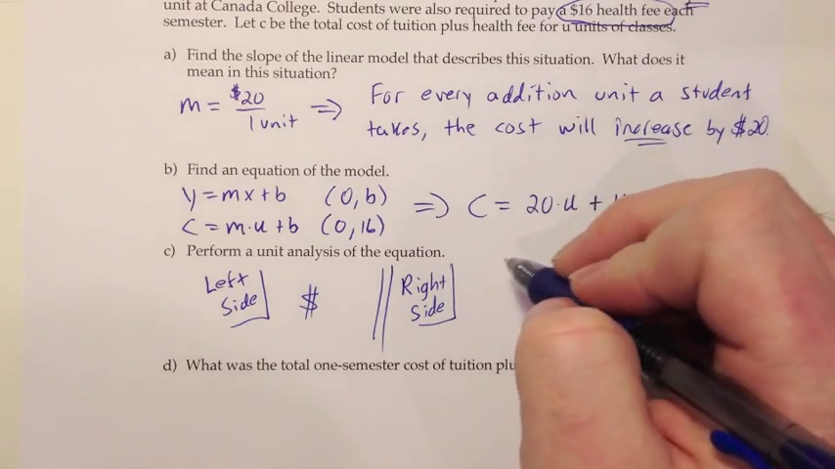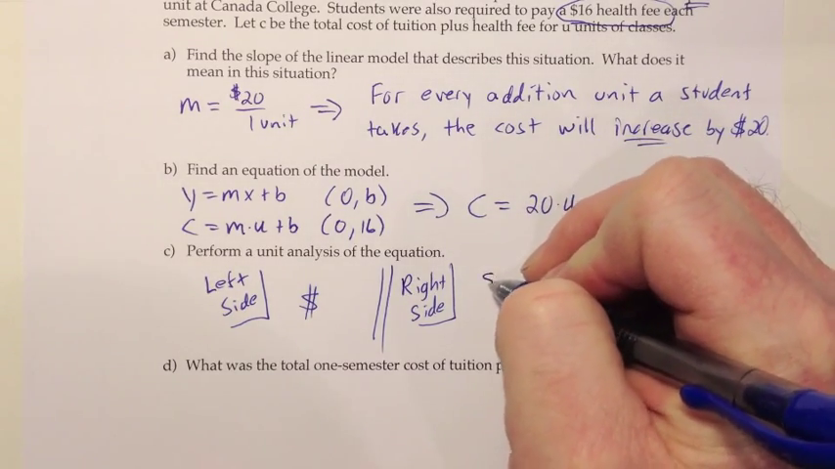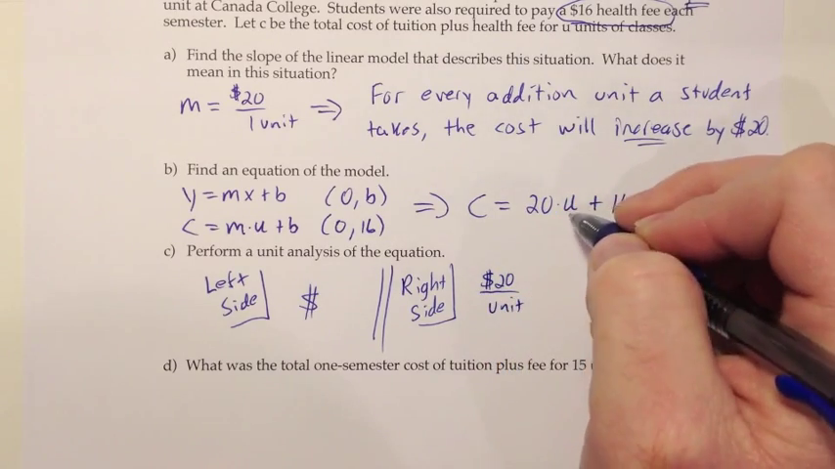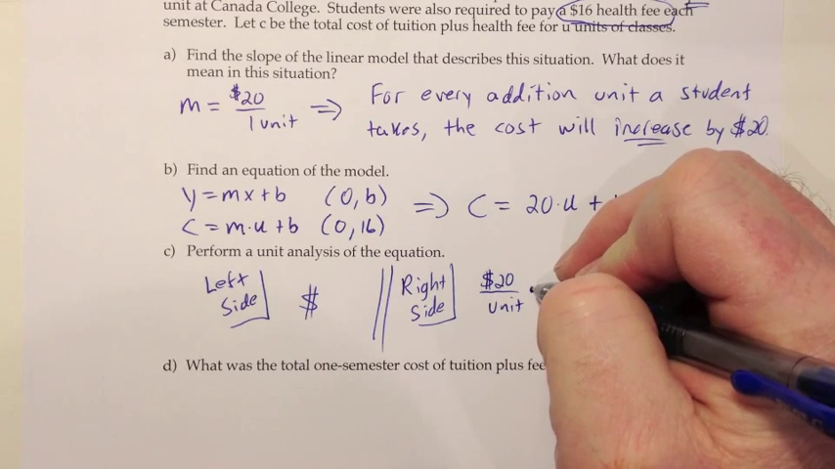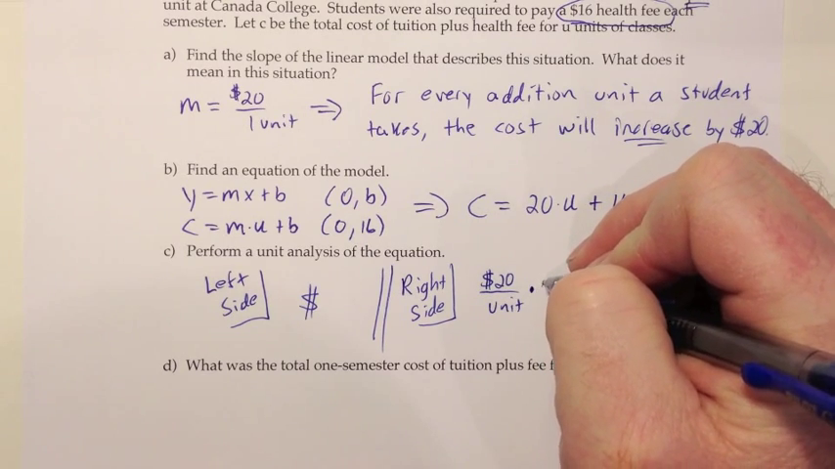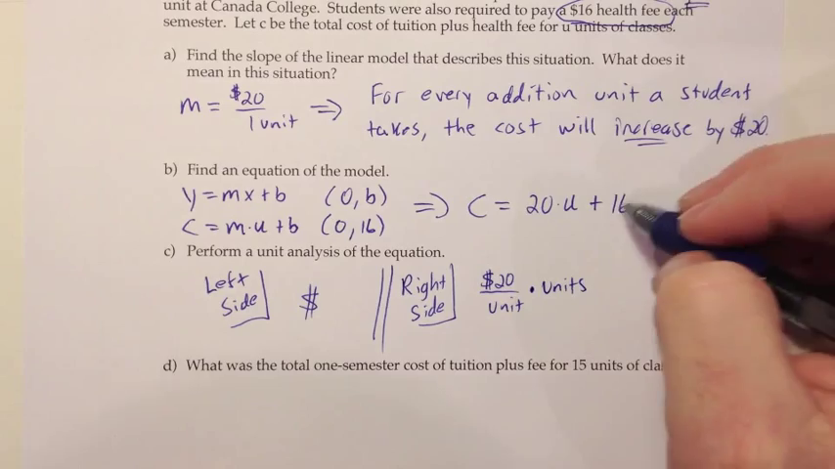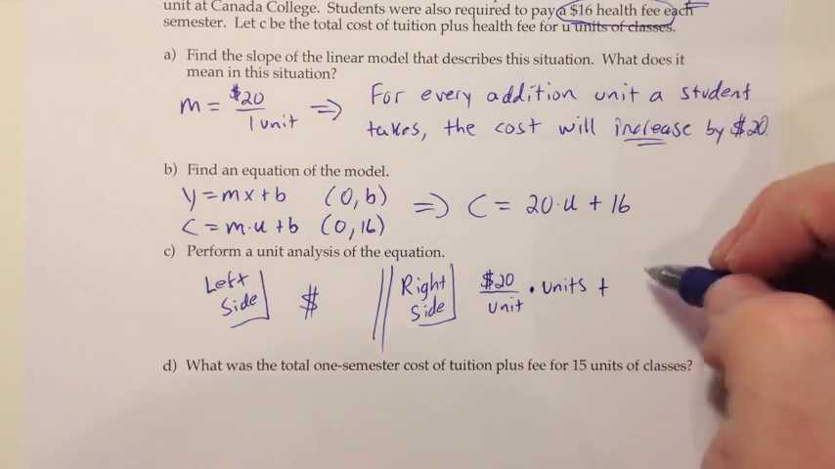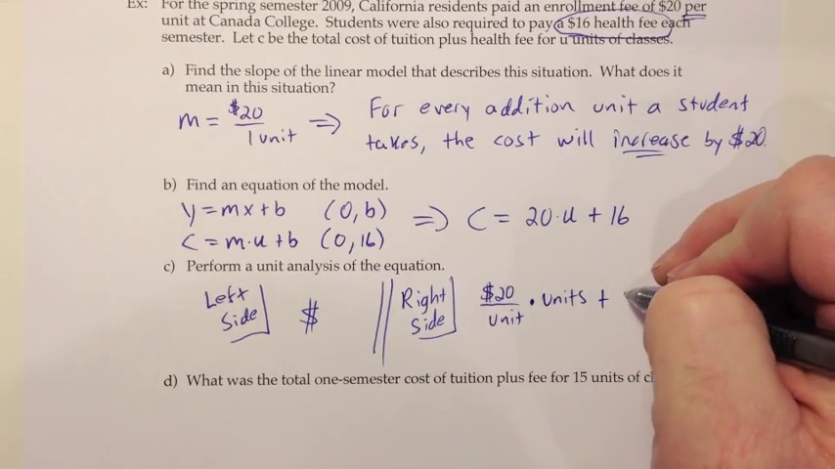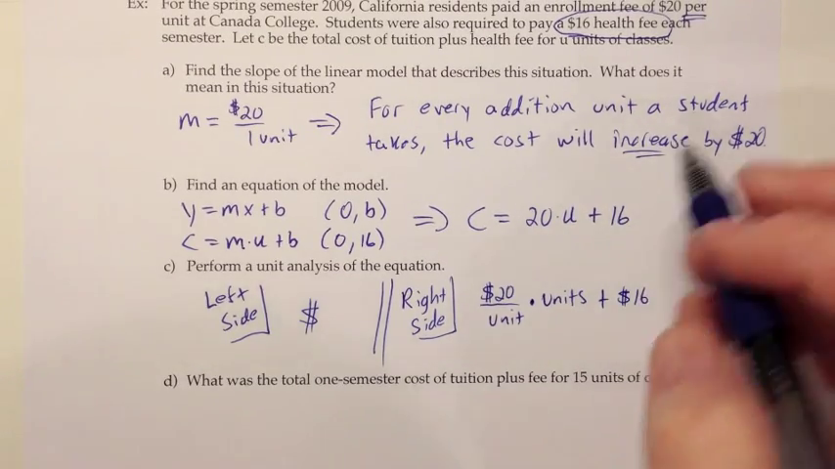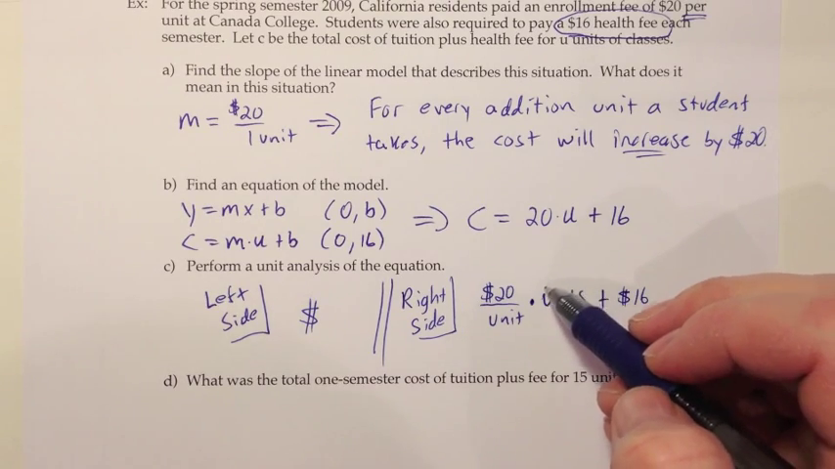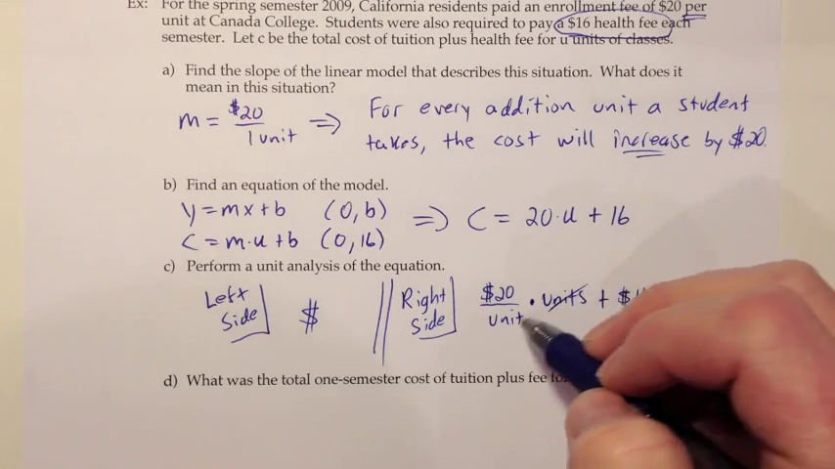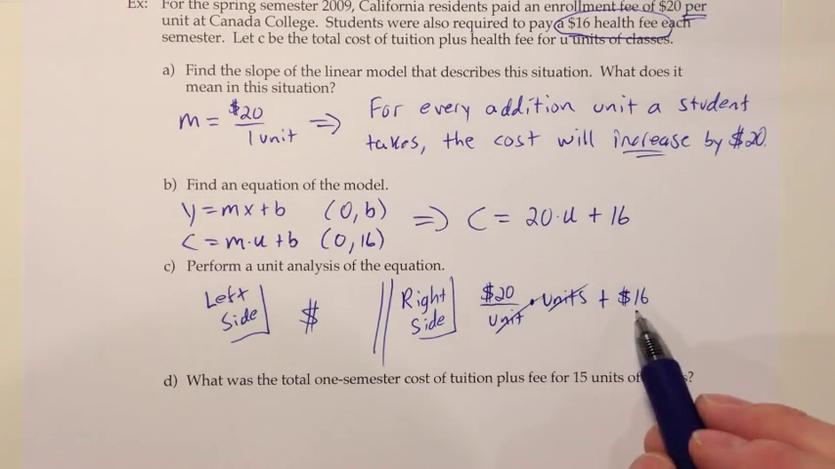So the 20 was the slope, so that actually had some units on it. That would be $20 per unit. And then we're multiplying that by U, which is the number of units. And then we're adding 16, but 16 what? It was a fixed cost, remember, of a health fee of $16. And the amount isn't important. If you want, you could plug in some number of units like 5 or 6 just to see what happens. But the key thing is the units cancel out here, and we have dollars plus dollars.